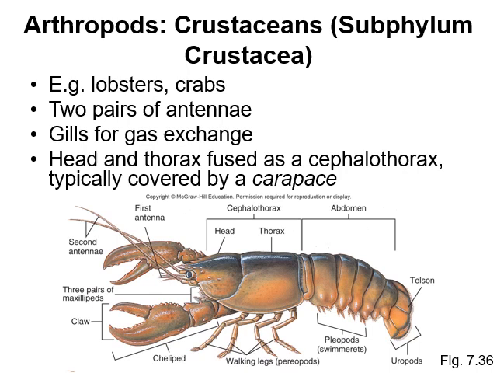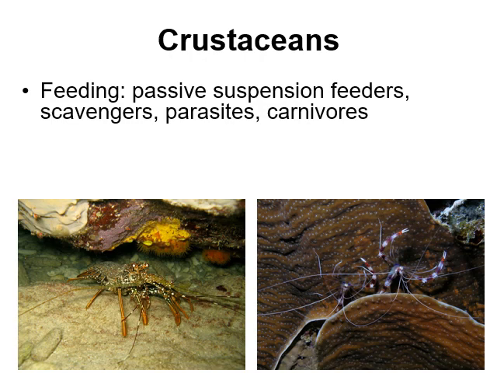Crustaceans feed in a lot of different ways. There are some that are suspension feeders that eat bits of food that drift by. There are some that are scavengers, such as this Caribbean spiny lobster. Lobsters in general are scavengers, which is kind of funny because we consider them to be such a food delicacy, but they are totally bottom feeders. They just eat whatever dead material they can find on the seafloor. But nonetheless, we think they're great.